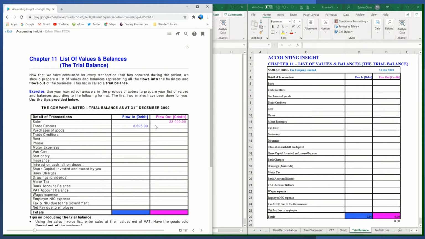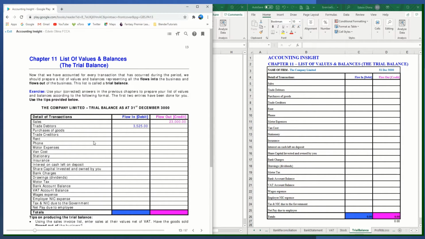In the book, I've done the first two, but I'll do those as I demonstrate to you how to get them. In the trial balance, we show each account on the left here, and then in the first column on the left here, we show the debits, which are flows in generally, and the last column on the right here, we show flows out, credits.